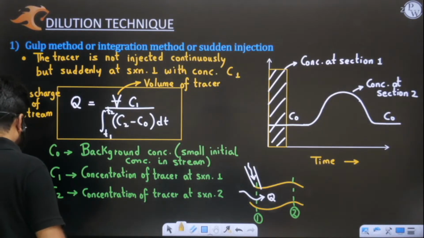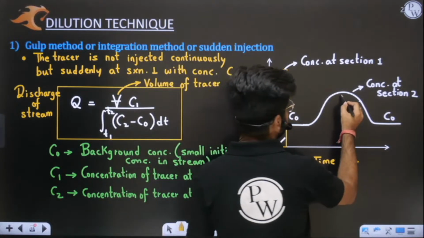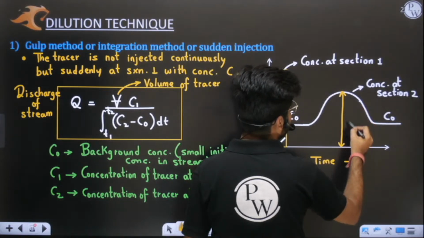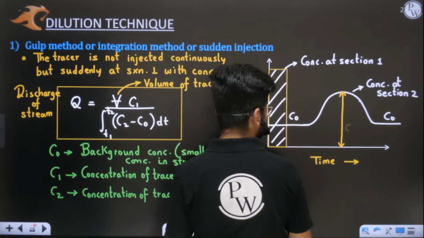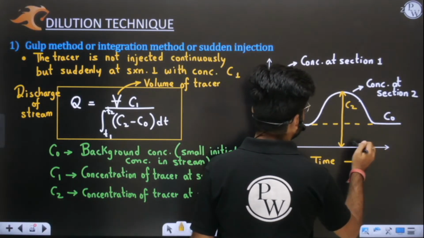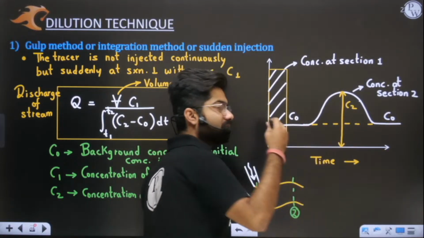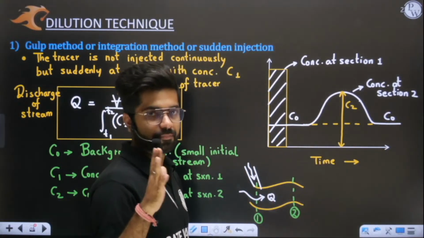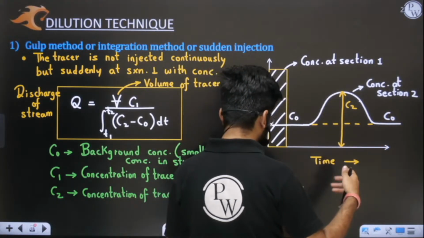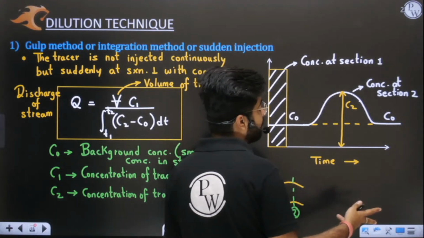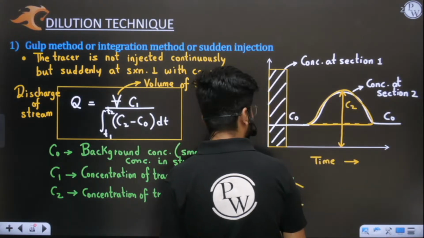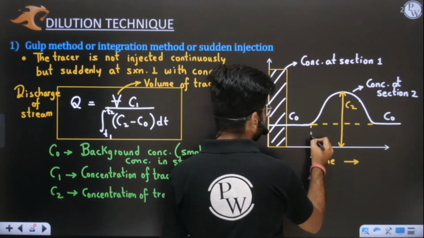Now what is C2 minus C0? In this diagram, C2 is indicated as the peak. Initially in the river, the C0 concentration was there every time. But how much extra amount of tracer is there? You need to find this area. Let us say this is time T1.